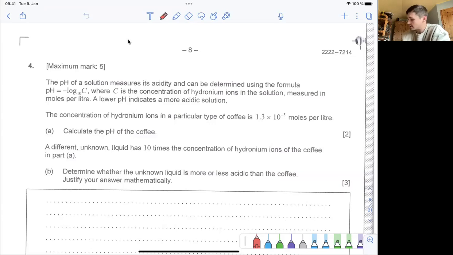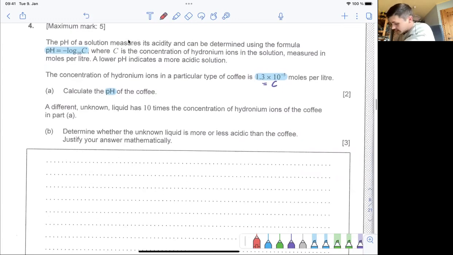moles per liter. Right, before we crack on, let's highlight our important info. So this formula here, that pH formula is going to be helpful. And specifically the number here, 1.3, the concentration of hydronium ions in a particular type of coffee. All right. Part A asks us to calculate the pH of this type of coffee. So relatively straightforward here. We've just essentially got to substitute in this number here, 1.3. This is going to be our C. We just have to substitute that into our pH formula. So without further ado, let's do this.